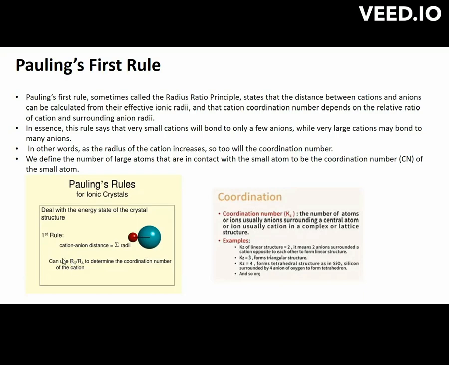So the ratio is calculated in this way: the radius of the cation divided by the radius of the anion, wherein the anion is this bigger one and the cation is this smaller one. That's what you call the ratio. The coordination number is just the number of anions surrounding the cation. In essence, this rule says that very small cations will bond to only a few anions, while very large cations may bond to many anions.